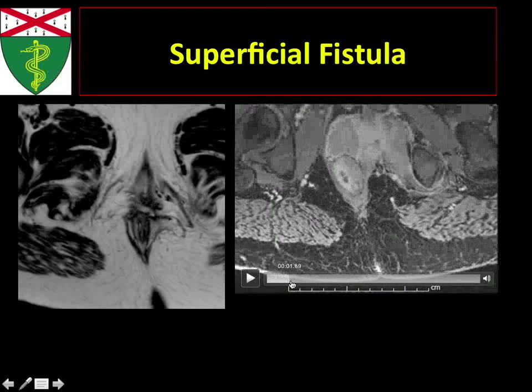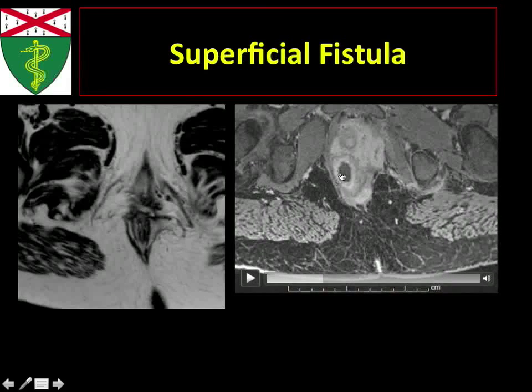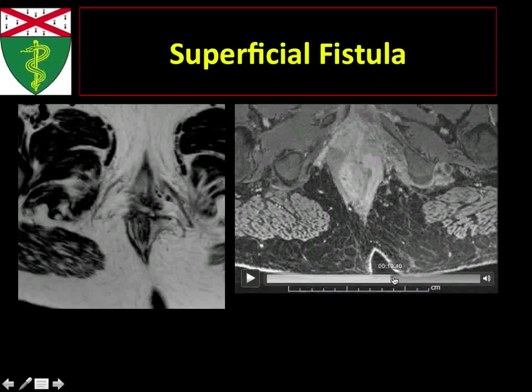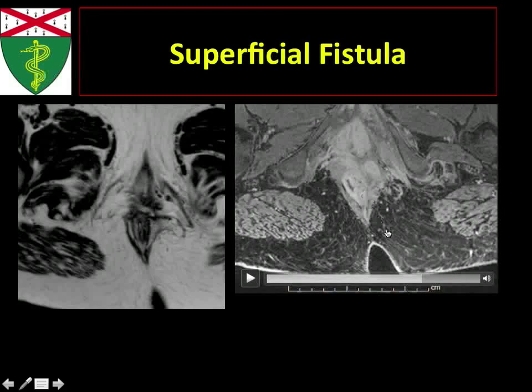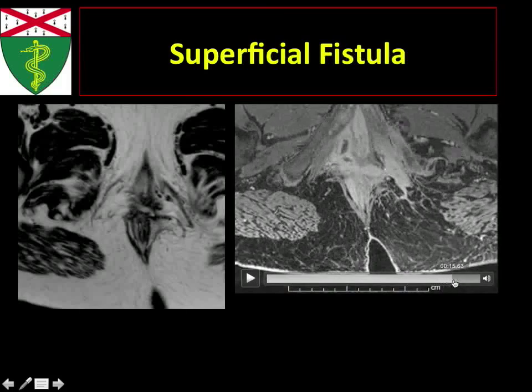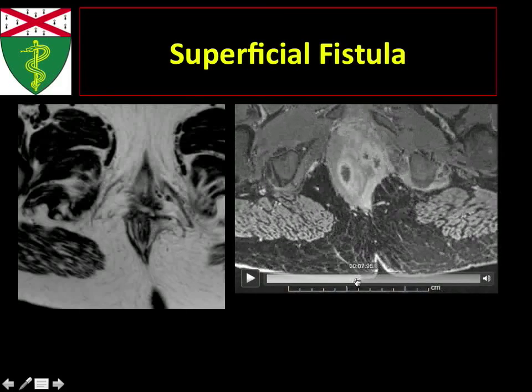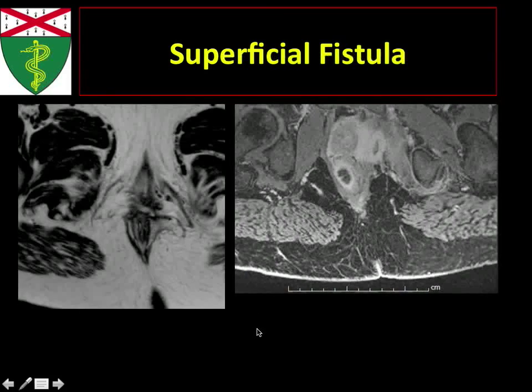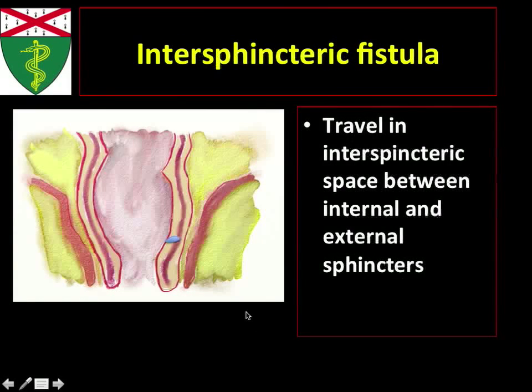On our T1 weighted post-contrast image, we can see a rim-enhancing collection. Again, fluid is dark on T1 weighted images, so we don't expect to see any signal here. We do see that it's rim-enhancing, and it goes all the way down over here, and again, does not go through into the intersphincteric space. So superficial fistula is very uncommon. If you want to forget about it, you're allowed to forget about it. And I don't want you to forget about this one.